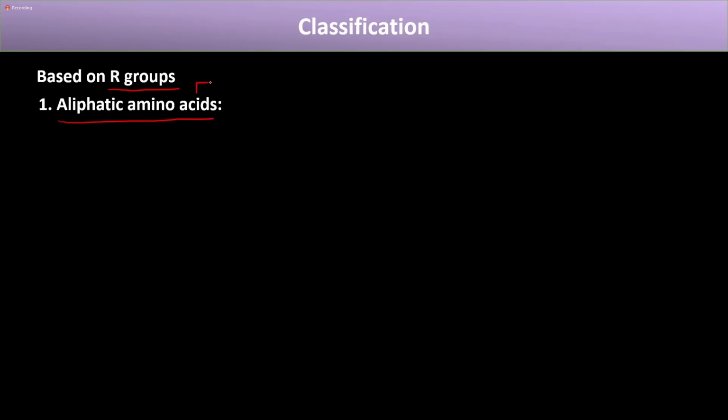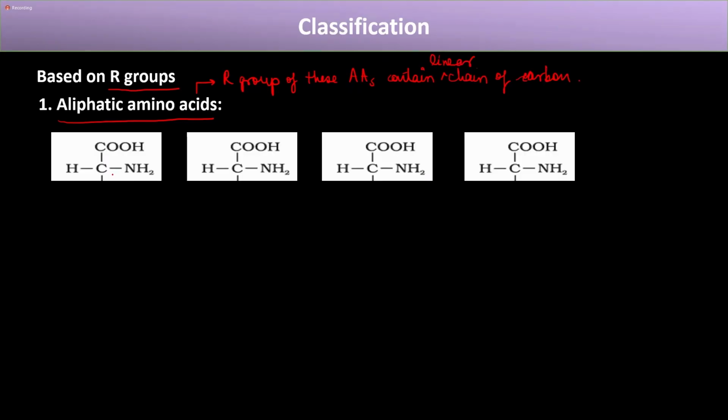So what does it mean? It means that the R group of these amino acids contains a chain of carbon, you can say a linear chain of carbon. So these are aliphatic amino acids. Now, what are aliphatic amino acids? Let's draw them one by one. This is the basic structure of all the amino acids. It contains an NH2 group, one carboxylic group, and a hydrogen.